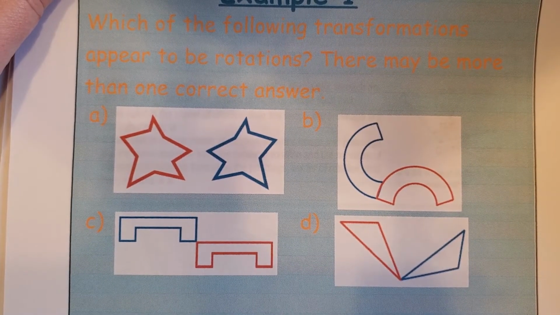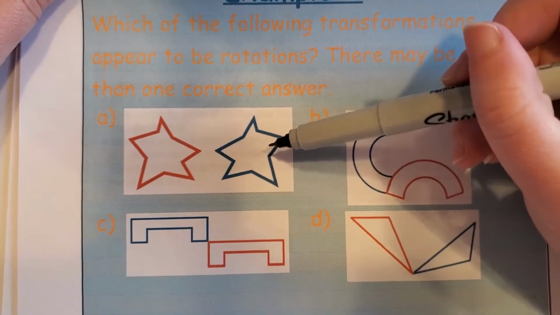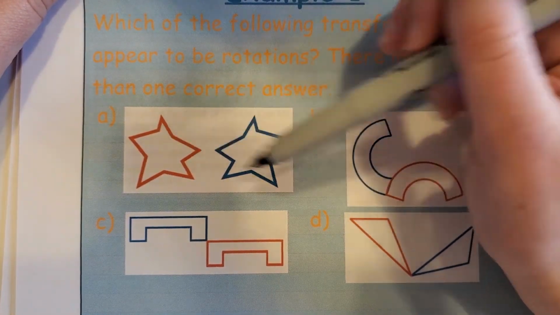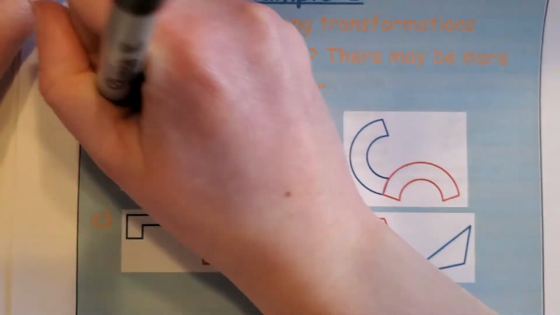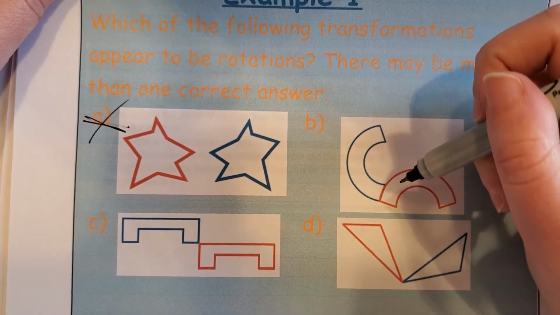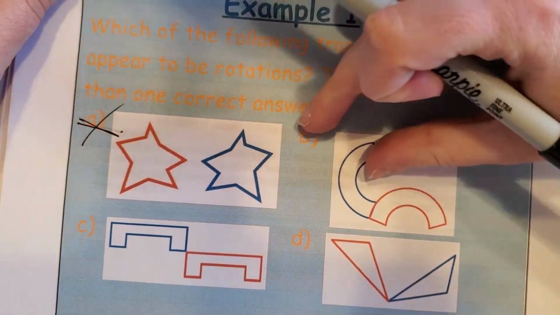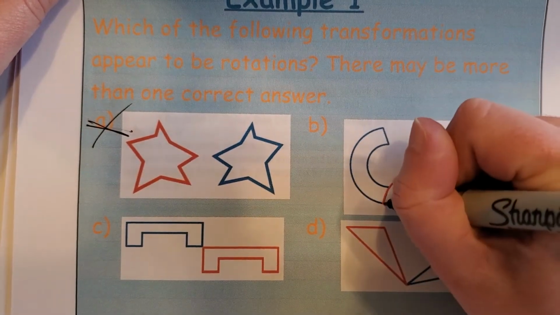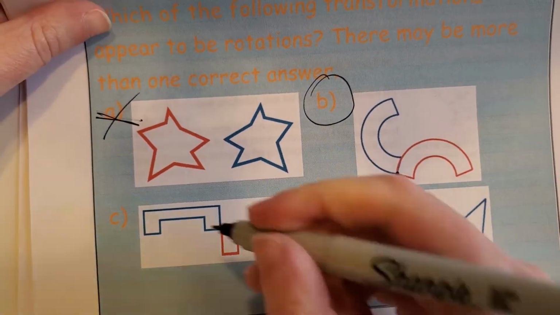So we're looking for some figures that look like they're spun around a fixed point. Part A, like the first one that we saw yesterday, looks like it's flipped over going between the blue and the red. So that's an example of a reflection, so it's not going to be A. B does look like it's going to be a rotation. If we start out from the blue, it looks like it's going around this way. Your center of rotation is probably going to be right there. So B probably will be a rotation.